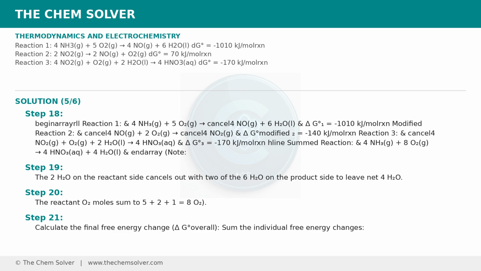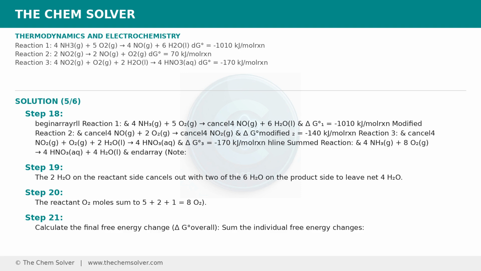Modified reaction 2: 4NO + 2O2 gives 4NO2, and ΔG° modified 2 is equal to minus 140 kilojoules per mole of reaction. Reaction 3: 4NO2 + O2 + 2H2O gives 4HNO3, and ΔG°3 is equal to minus 170 kilojoules per mole of reaction.